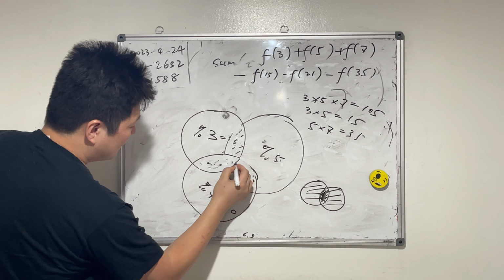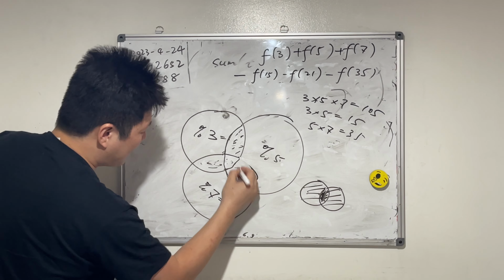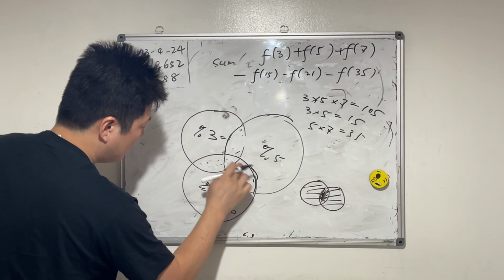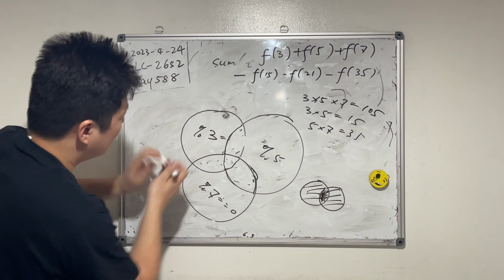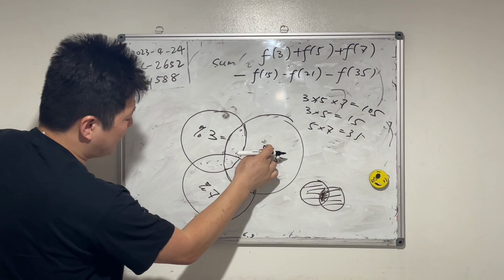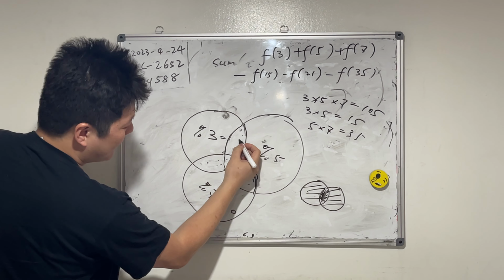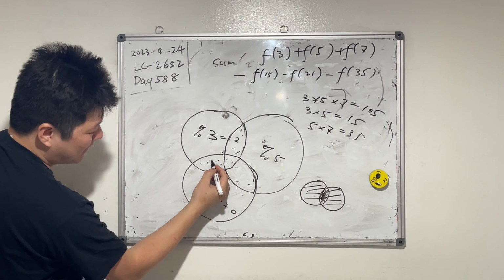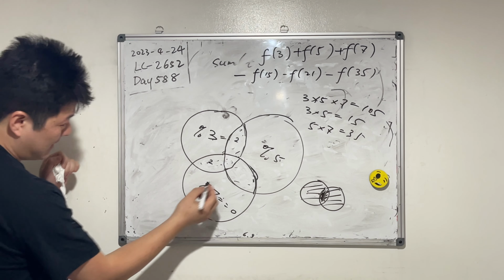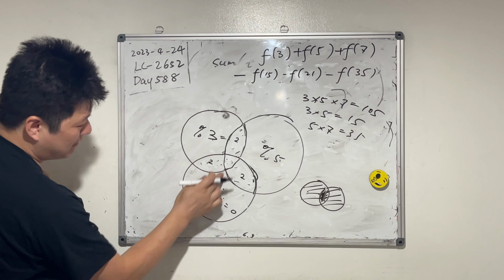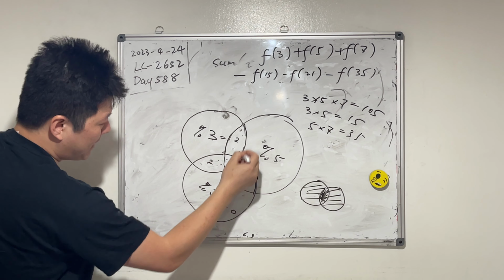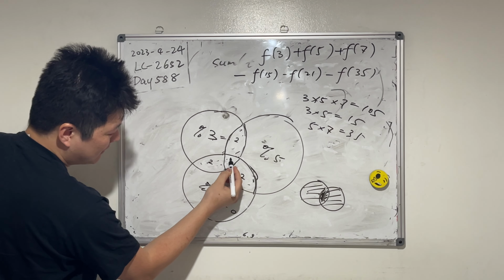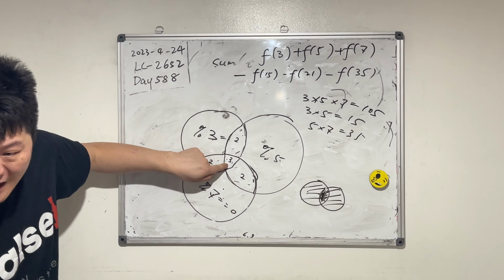So if we add it up, let's do the counting. This bit and this bit, I added twice here. This bit and this bit, added twice here. But here, this should be 3, right? This common part has been added 3 times.